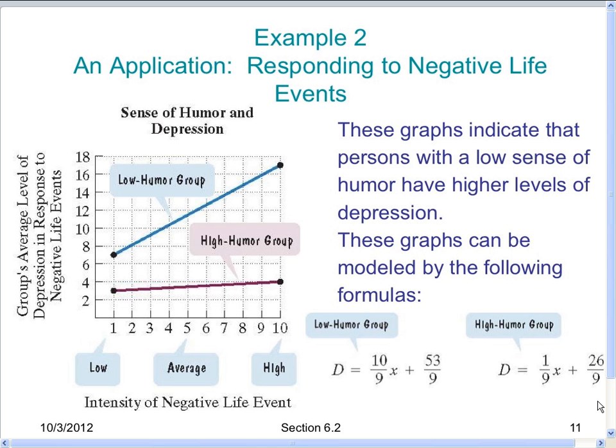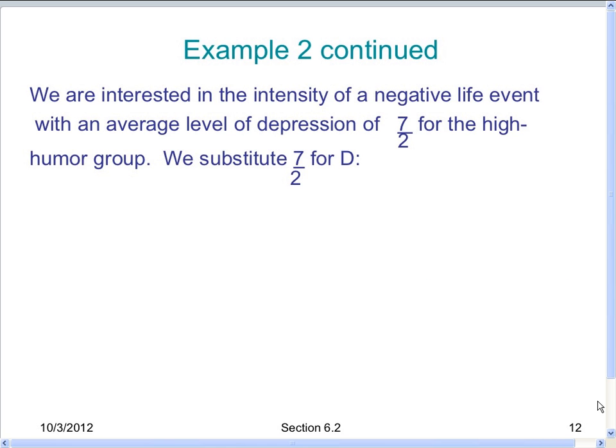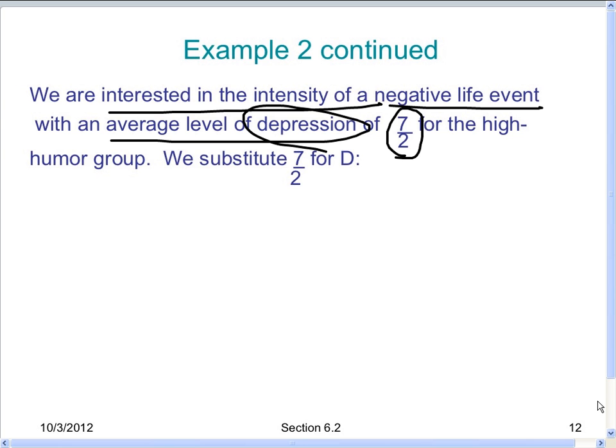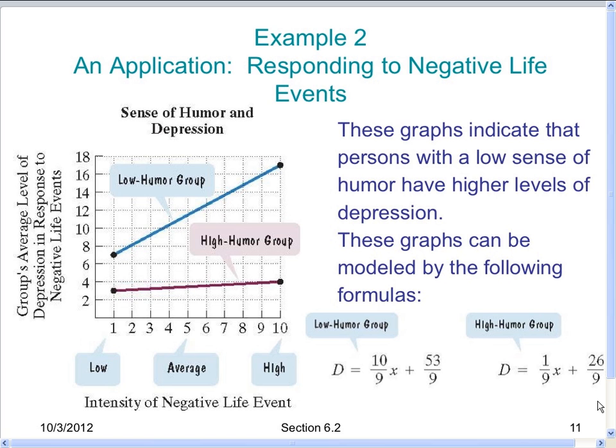So we have two different equations. We have the low humor group. In other words, they don't have a very good sense of humor. They don't laugh about too many things. And we have the high humor group. So we are interested in the intensity of a negative life event with an average level of depression of 7/2 for the high humor group. All right, so we're only looking at the high humor group formula. High humor group formula was right here.